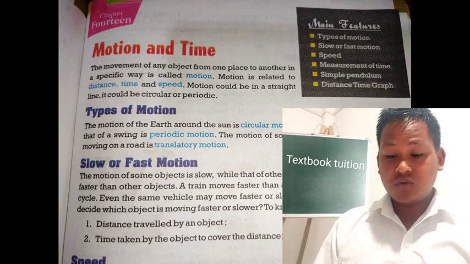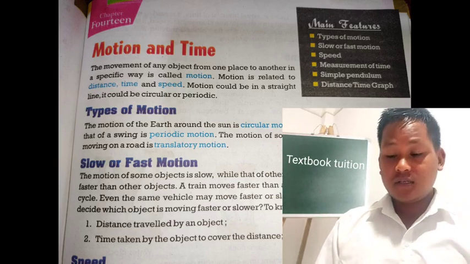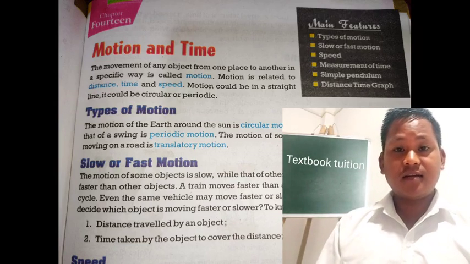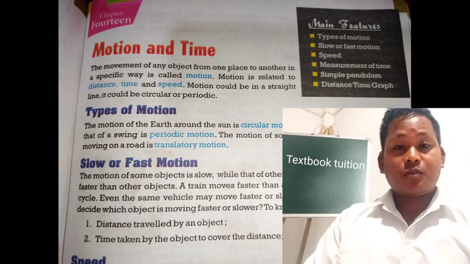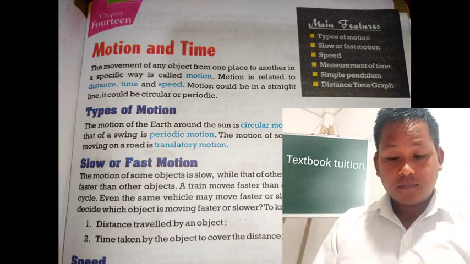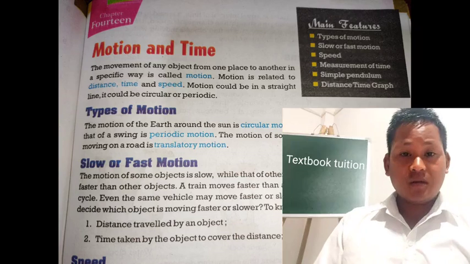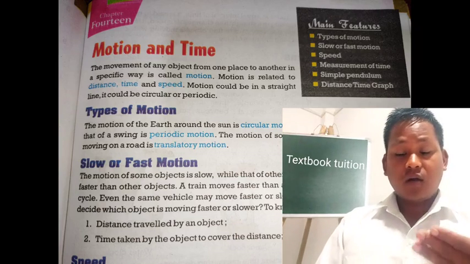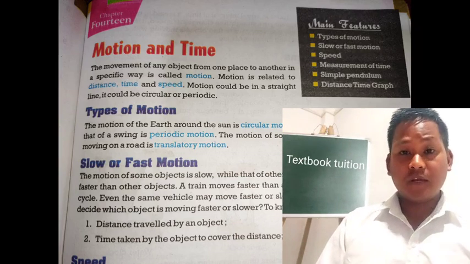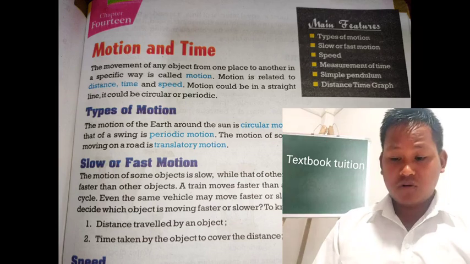Motion is related to distance, time and speed. See, motion is related to the speed, the time and the distance. What distance you need, what time you require, and how fast you move, that is motion.